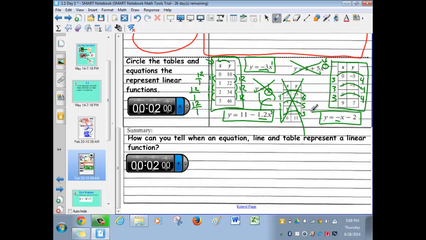Now, in this summary, what I want you to do is state how you can tell when an equation, line, and table represents a linear function. Now that you've gone through this lesson, you should be able to answer this question right here. When you're done with that, I got a few questions at the end, a higher order thinking question, and something just to summarize it. The summary, you can write here, and you can write on a line if you want to, or you can just write it on here, whichever you prefer.